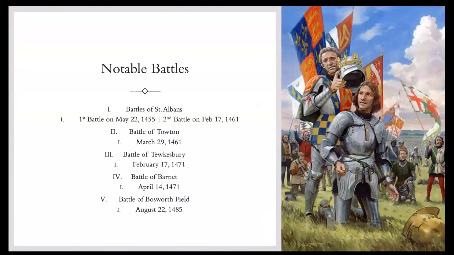So, some notable battles. The thing about the Wars of the Roses is it was not a continual fight. They had a bunch of little battles scattered around the country. That's why it's called the Wars of the Roses and not the War of the Roses. So this picture here is of the Battle of Bosworth Field, which was in 1485. It is not a painting. I think it's a digital painting, but it is of Henry VII being crowned after the defeat of Richard III, as we can see here.